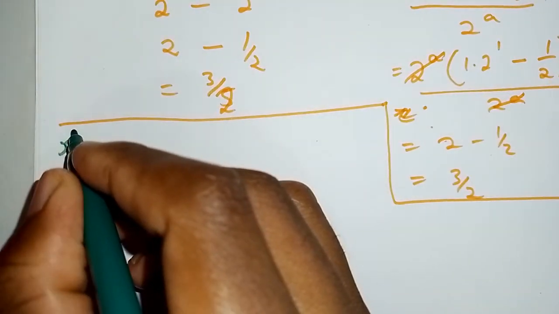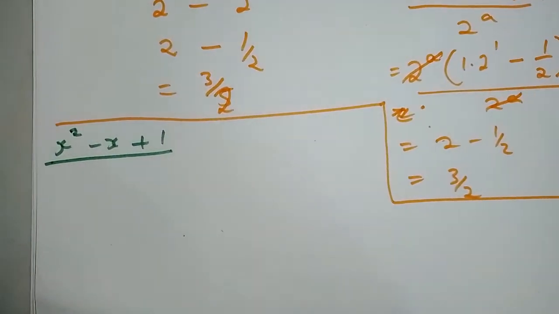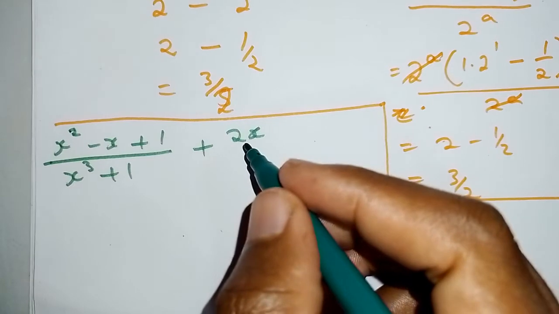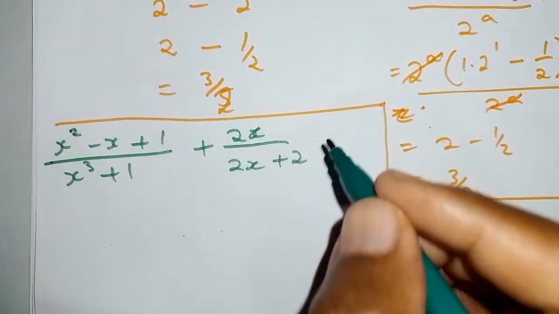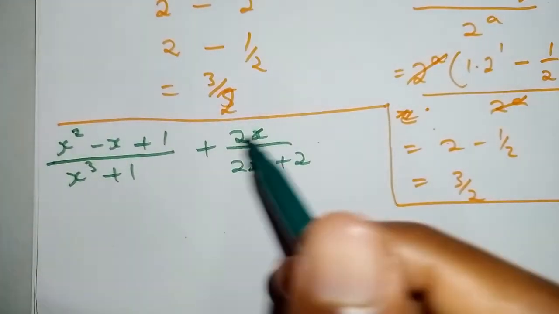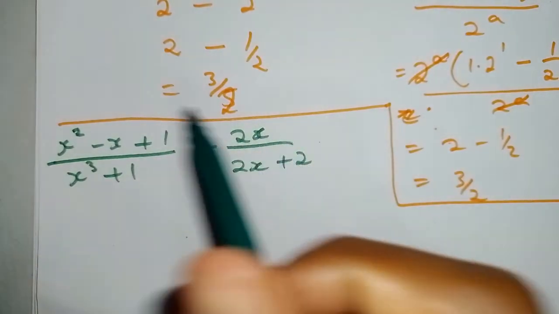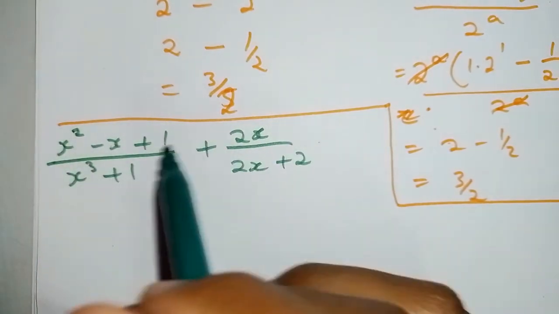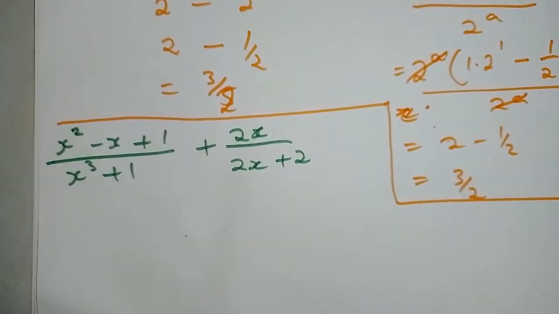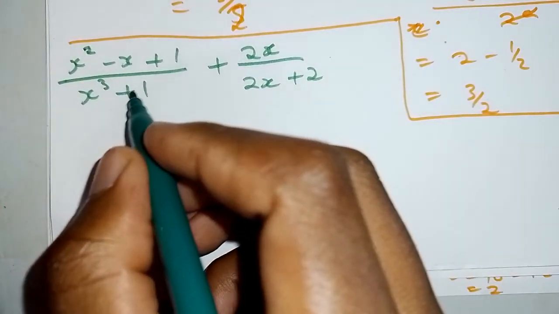It says x squared minus x plus 1 all over, what is this? x to the power 3 plus 1, plus 2 to the power x all over 2 to the power x plus 2. Given such a question, they say you need to simplify. We did this type of a question again in our previous lesson, but it was not complex like this. If you don't understand this one, you can just go back to that one, understand that one, and then come back, and then you're going to understand this one.